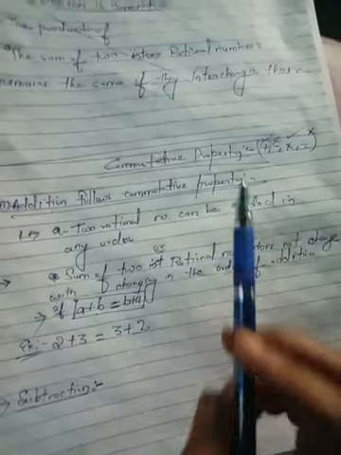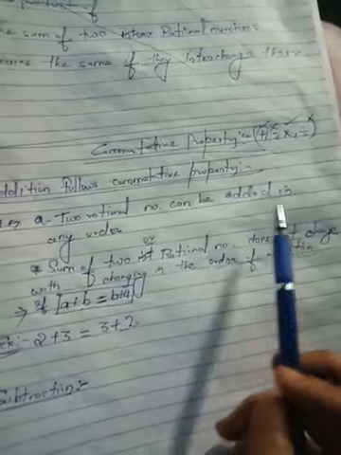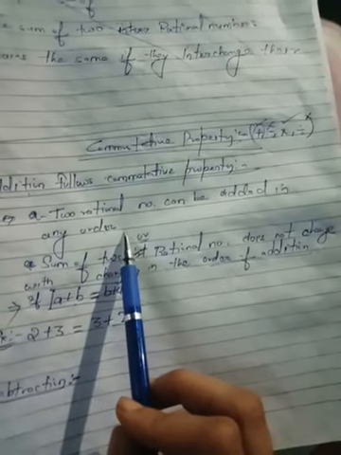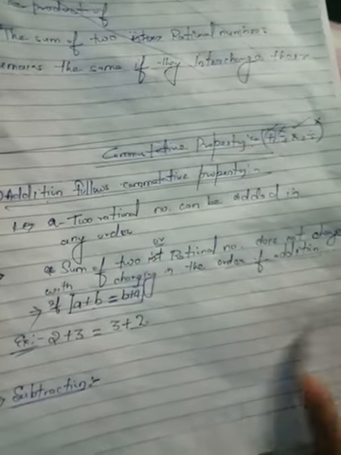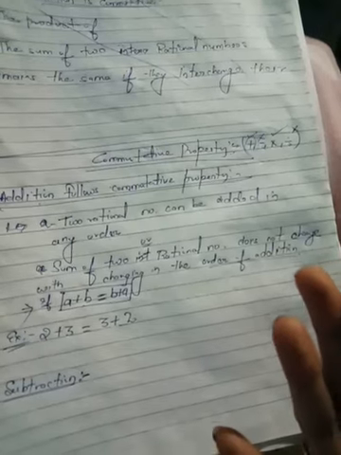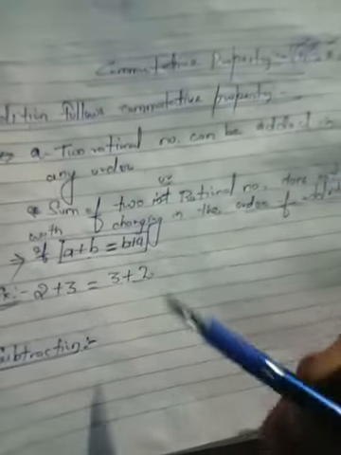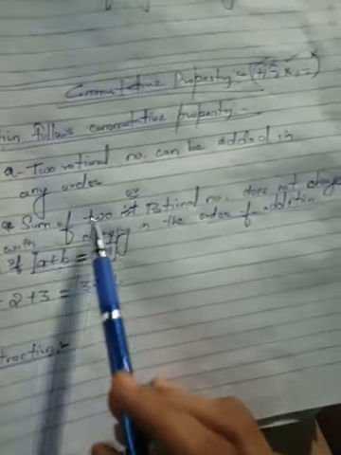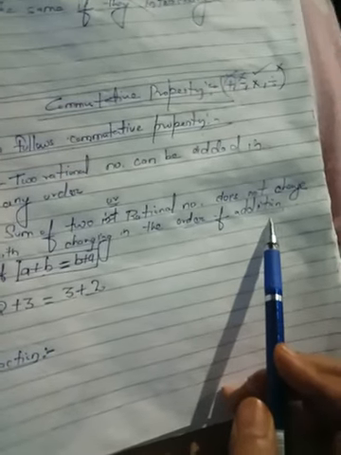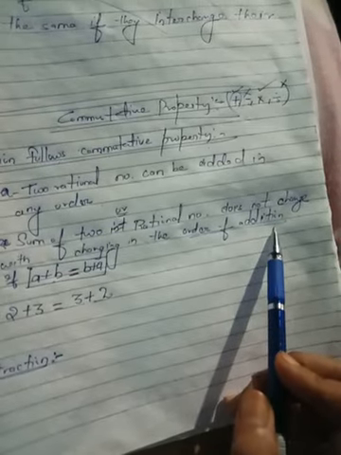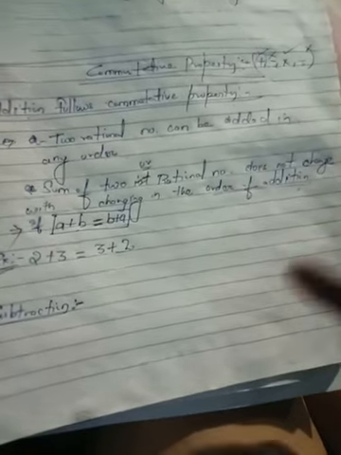That means two rational numbers can be added in any order. What does it mean? It means that if you are adding any two rational numbers, you can add them in any order. I think you are getting it. See one more definition of the same: the sum of two rational numbers does not change with a change in the order of addition. The sum will never change. The sum will be the same, whatever the order of the addition is. This is the definition, this is the property.